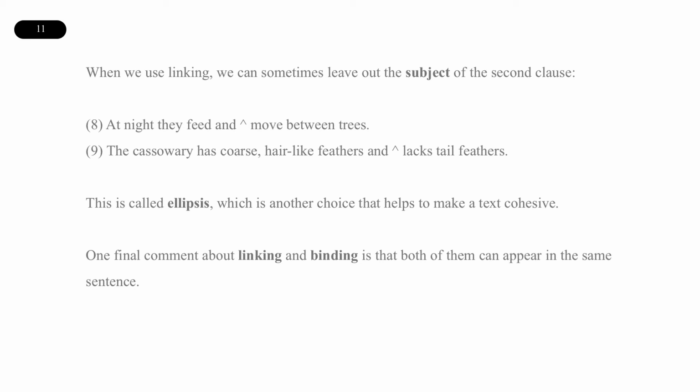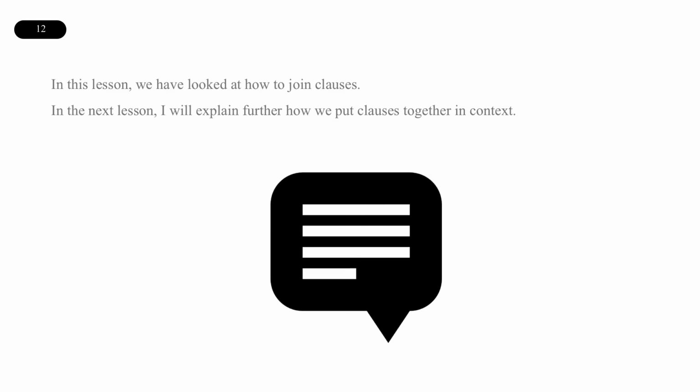Okay, one final comment about linking and binding is that both of them can appear in the same sentence. Okay, that's the end. In this lesson, we have looked at how to join clauses. And in the next lesson, I will explain further how we put clauses together in context.